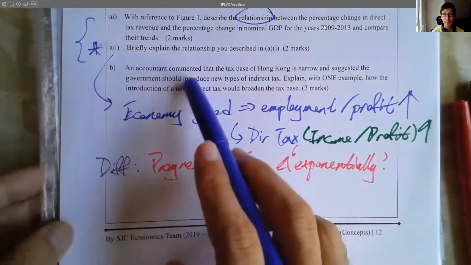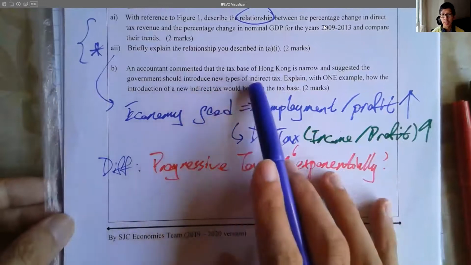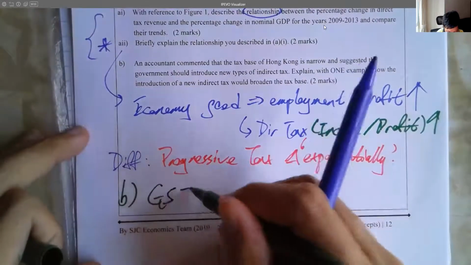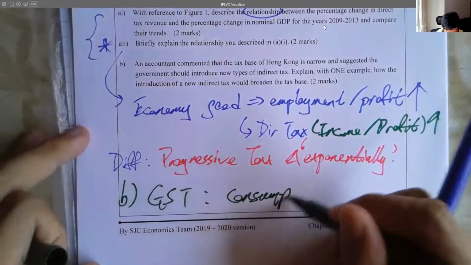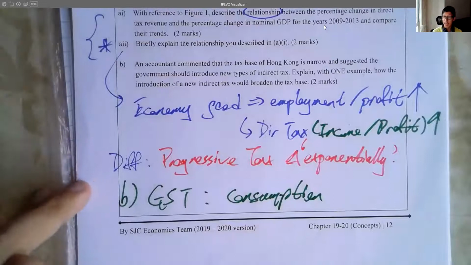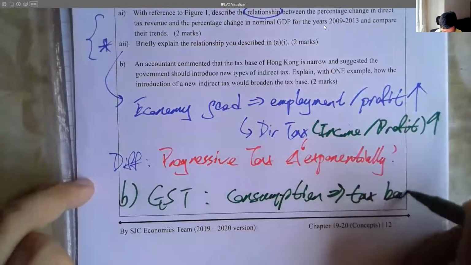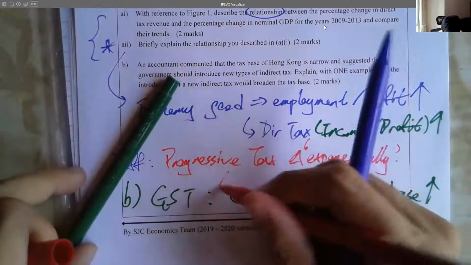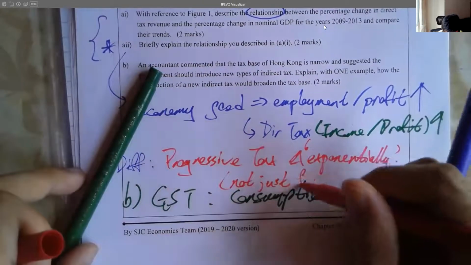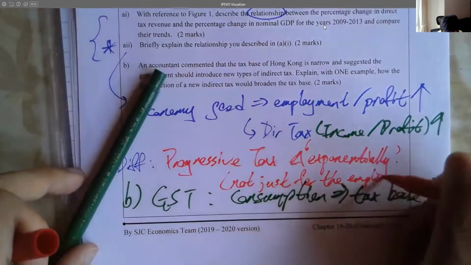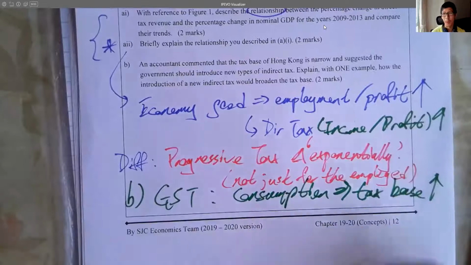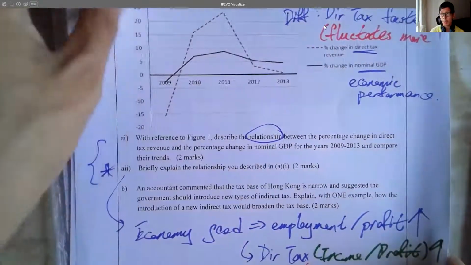Now for Part B, I'm not going to spend too much time. Comment: the tax base is narrow and suggest a new type of indirect tax. One example, very easy, will be our GST on consumption, right? 係咪啊？Since a lot of people would do consumption, therefore the tax base would go up. Not just for the employed, even the unemployed person, people would need to do consumption, right? 係嘛？嗱，呢個我唔嘥時間講啦，之前我講咗啦。OK， let's do one more and call it the end for this very long and difficult video.